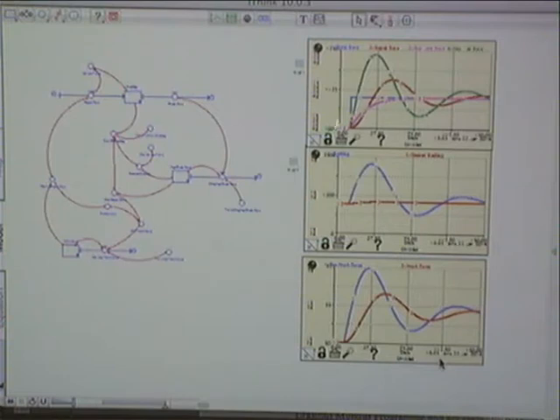So the backlog is building and building and building, and the desired production is increasing. When the desired production is increasing, what happens to the desired workforce? It's increasing. So this one causes that one, which causes this one. You can see that they move in the same direction, proportional to each other.